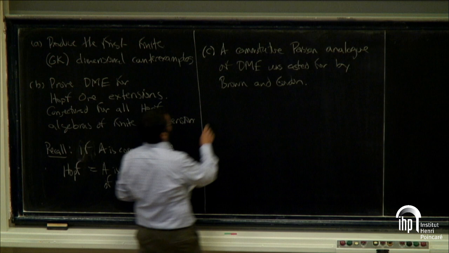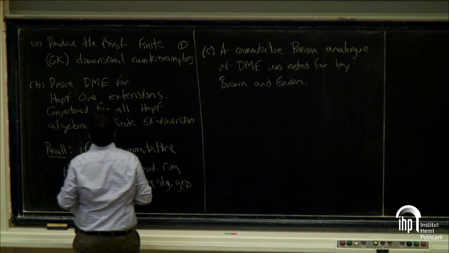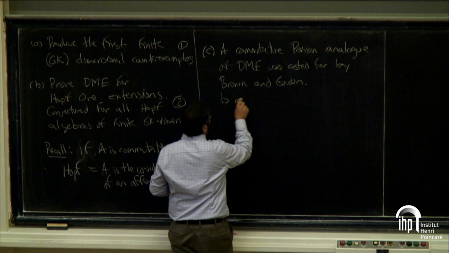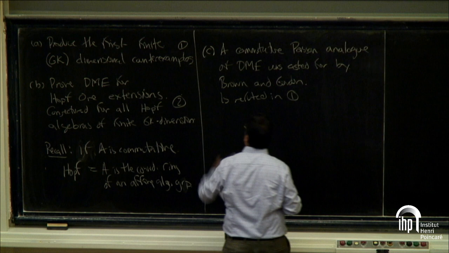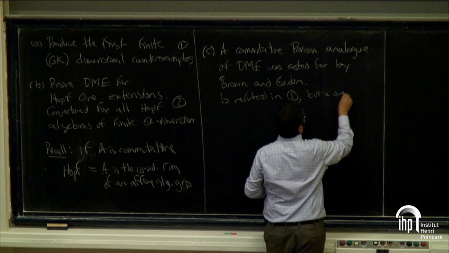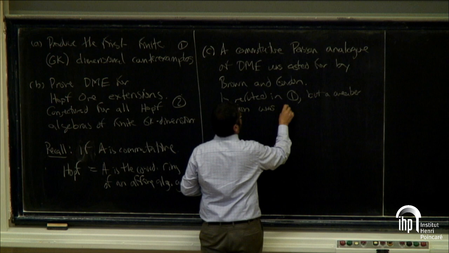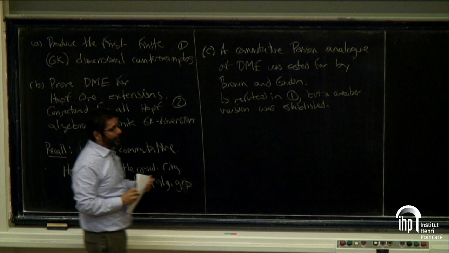And so this is refuted. By the way, this A was done in paper one, and this was done in paper two. So this is refuted in one by a counterexample related to the counterexample from part A there, but a weaker version was established in that same paper, essentially by weakening locally closed.